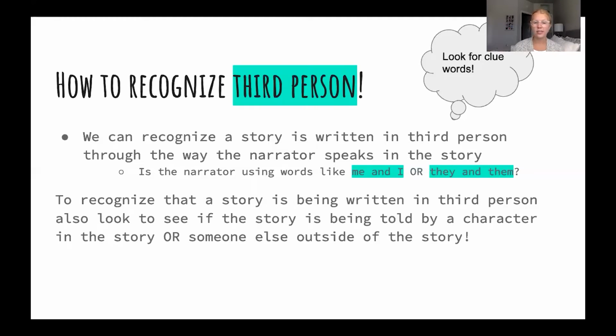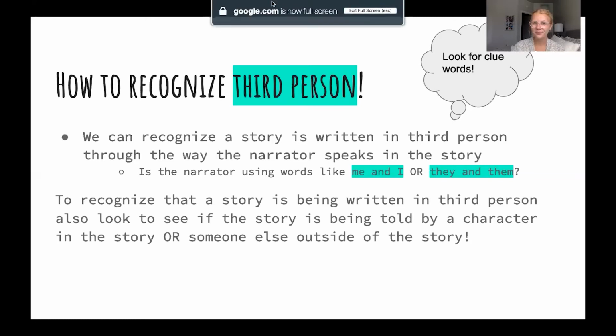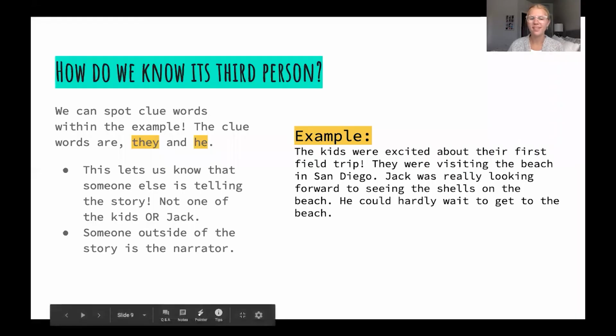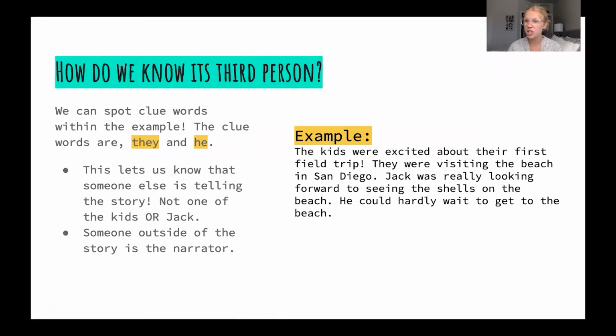We need to look at if the story is being told by someone outside of the story, or if the story is being told by someone in the story, a character in the story. And also we should be looking for the clue words that we just went over in our last couple of slides. All right, let's take a real quick moment to go over some of the information that we just learned by going over an example text and spotting clue words within our example text, which is written in third person.